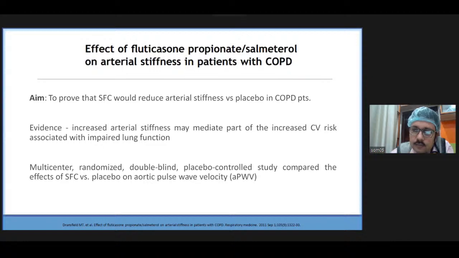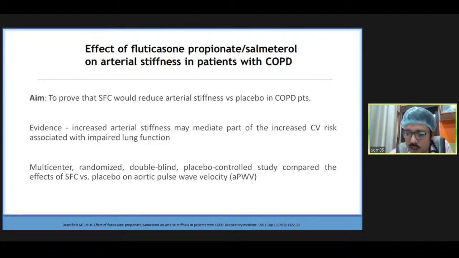Right, sir. So the next question is, clinically, do you manage smoker COPD and non-smoker COPD separately? No, treatment is not separate. The smoker COPD and non-smoker COPD treatment is not separate. Treatment is the same as per the GOLD guideline.